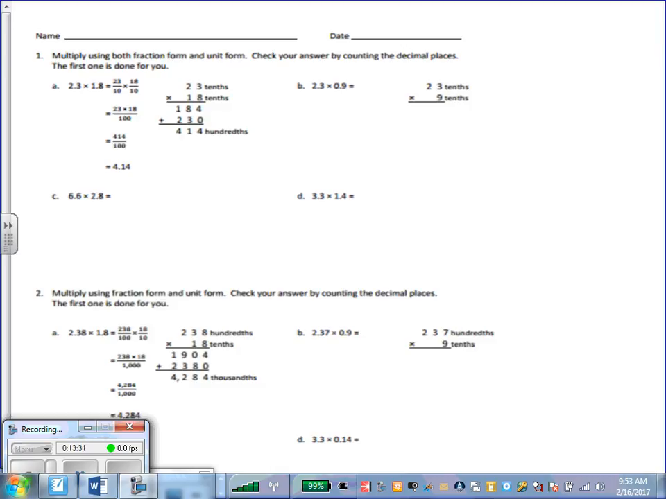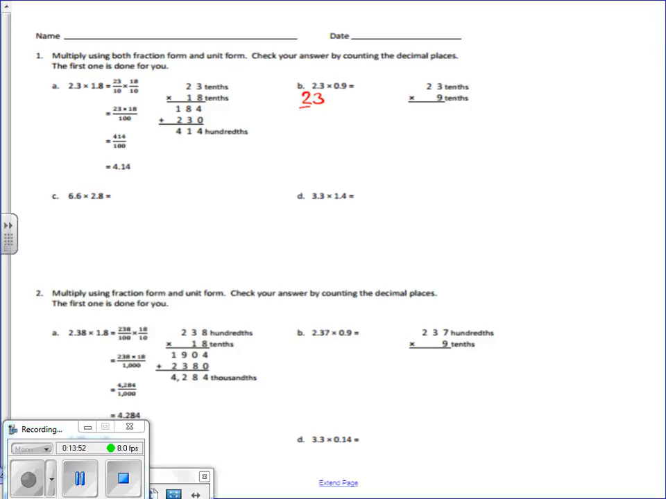Over here on B, 2 and 3/10. How would that be written in fraction form? 23/10. How would we write the second part? 9/10. So then all we have to do is a little smoosh, just so that it's easier to look at.